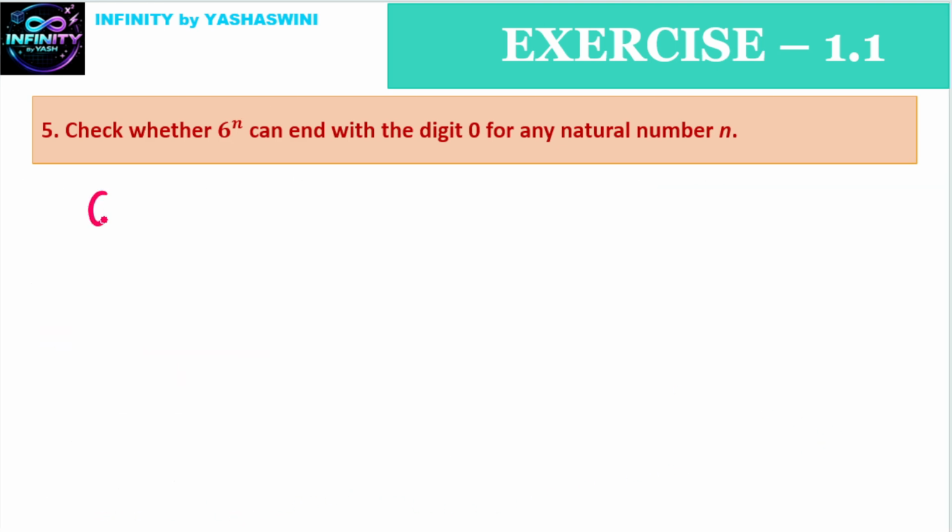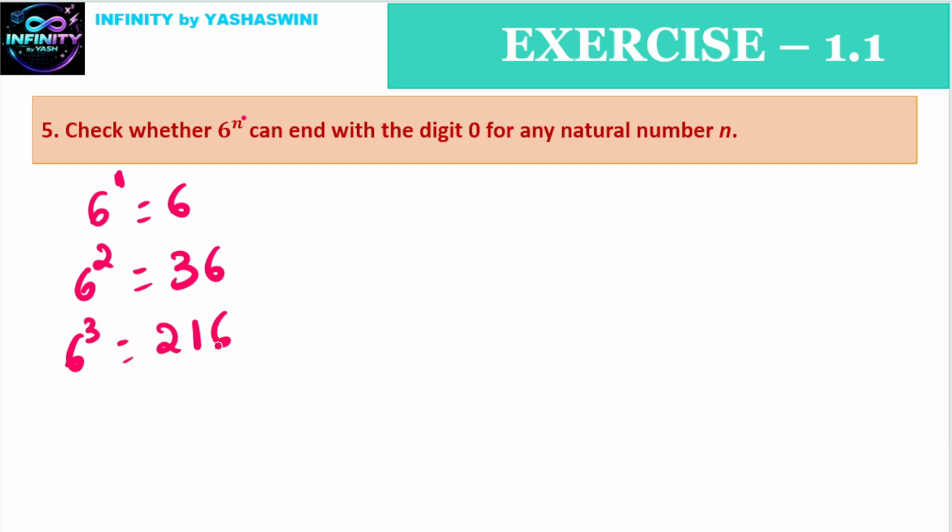I'll show you a few examples. In the place of n, I'm replacing n by natural numbers. So 6 power 1 is 6, 6 power 2 is 36, 6 power 3 is 216, then 6 power 4 is 1296. See, there is no 0, right? So 6 power n can never end with the digit 0.